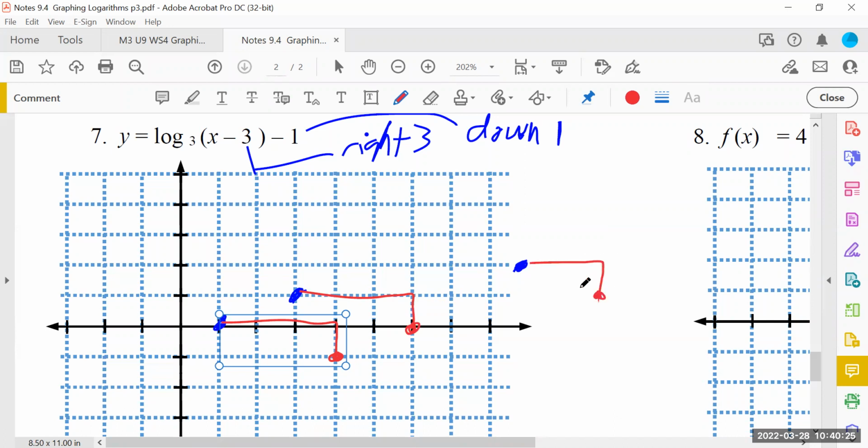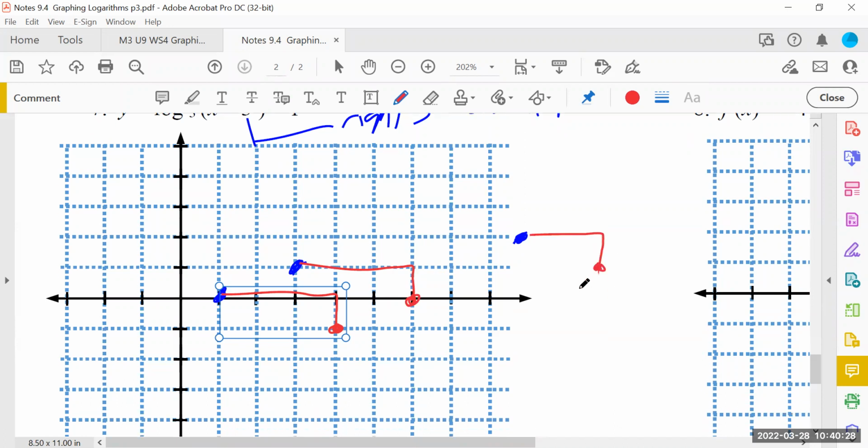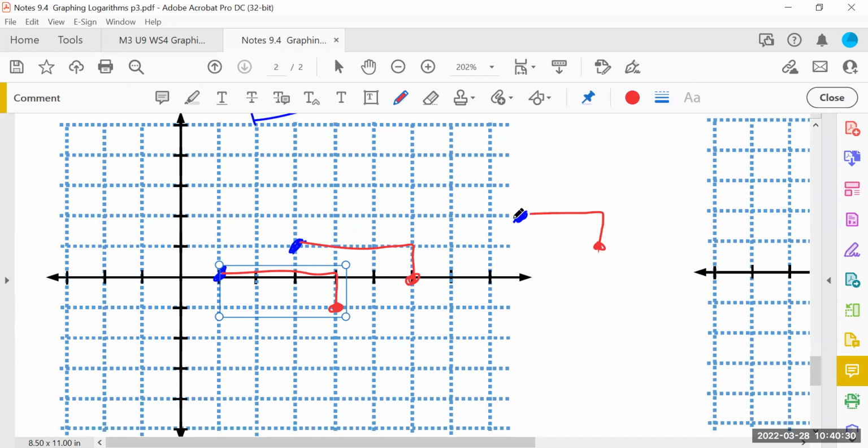If I wanted to be precise, when I'm that far off, I might want to actually label that point and say, okay, it was (9, 2). So 9, 10, 11, 12, shifted right 3. And then it was (9, 2) down 1. So that point's (12, 1). Way off the graph. But there's a reason I'm keeping it there.